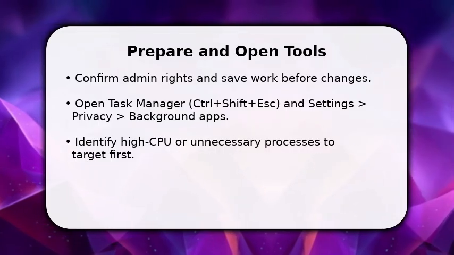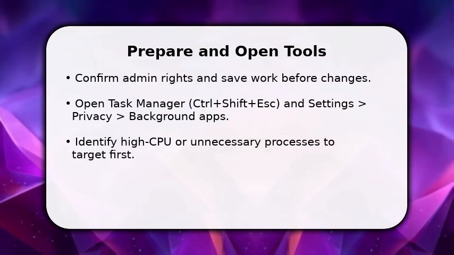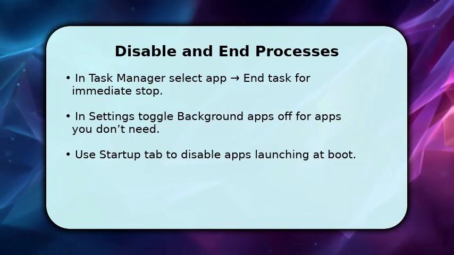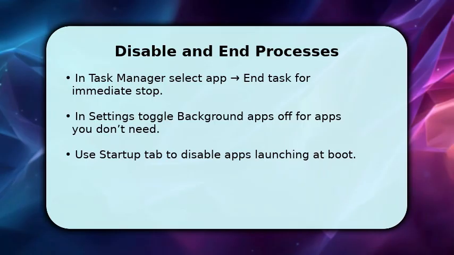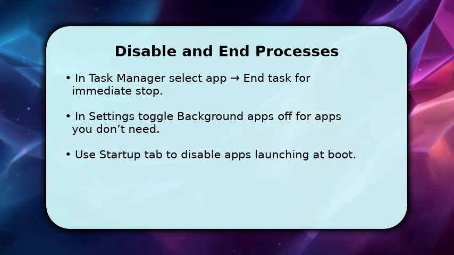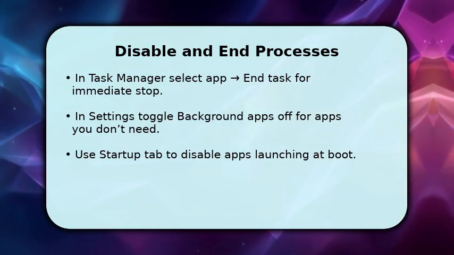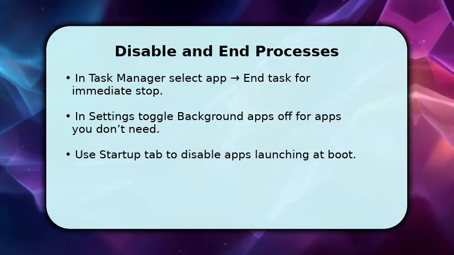In Task Manager, select the process and click End Task to stop it immediately. Do this only for non-essential items. Next, switch to Startup and set unwanted programs to disabled so they don't auto-run after reboot. Then move to Settings, Background Apps and toggle permissions off for apps you don't want running.